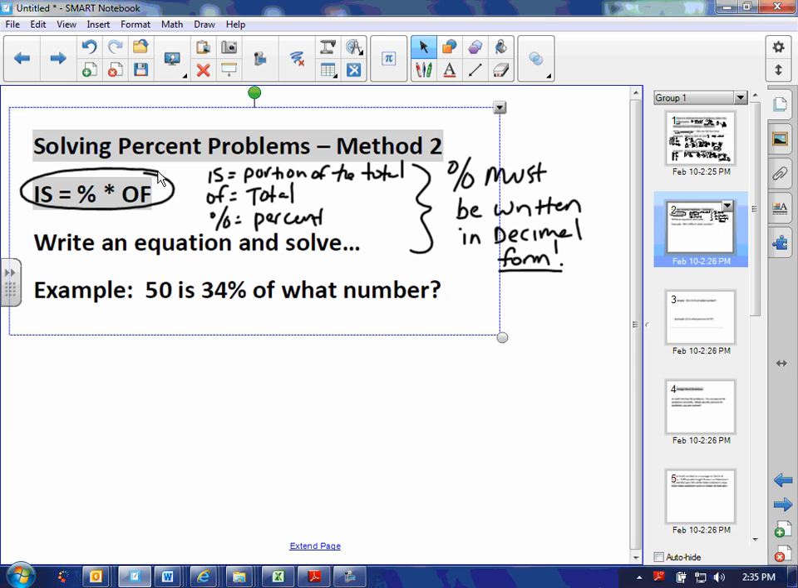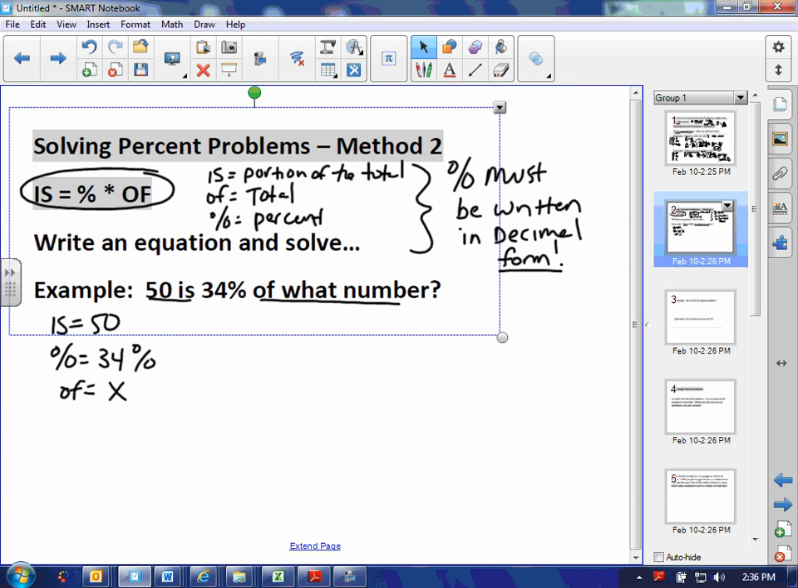So when I read this, I say 50 is a percentage, 34% exactly, of some total amount, of some number. So 50 is the portion of the total. Okay, so that's my is. And also, if you look at the words, 50 is. Okay, our percentage is obviously 34%. Okay, we don't know our of. It says of what number.